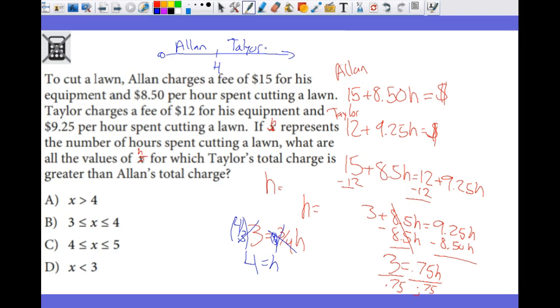A. When x is greater than 4. Oh, I'm sorry, I switched these around. This one's Taylor. This one's Alan. Okay.